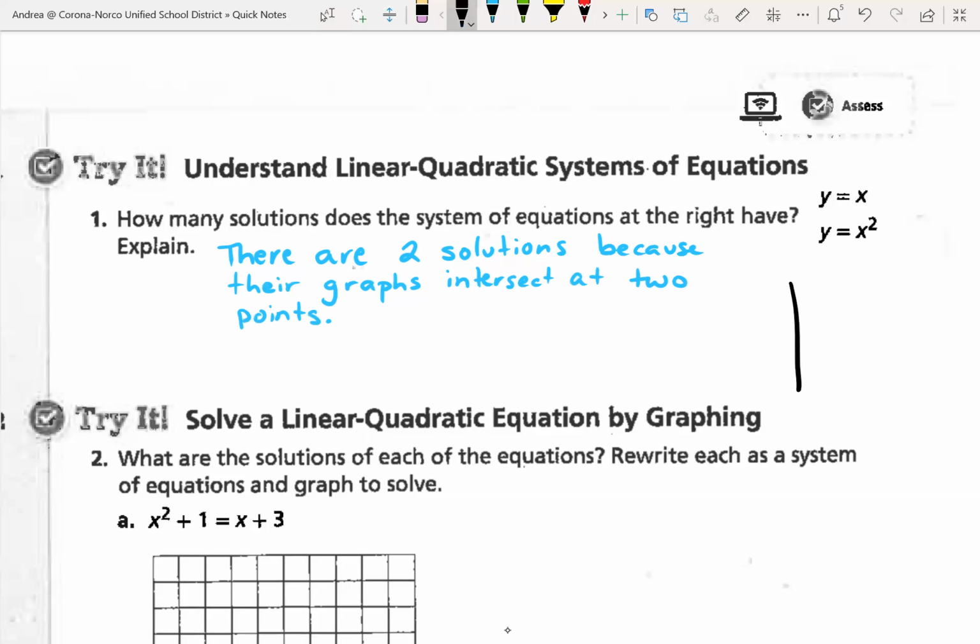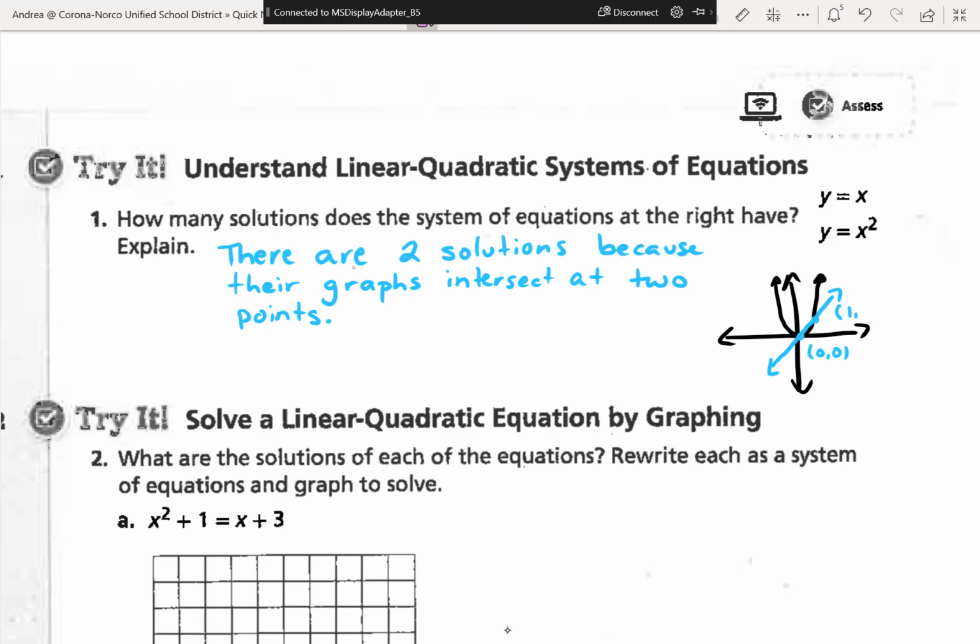Okay, so we're going to graph this just to get a visual from what our Desmos was. The parabola went through 0, 0. The line intersected kind of like this at 0, 0 and at 1, 1. Any questions over that? We're all good?